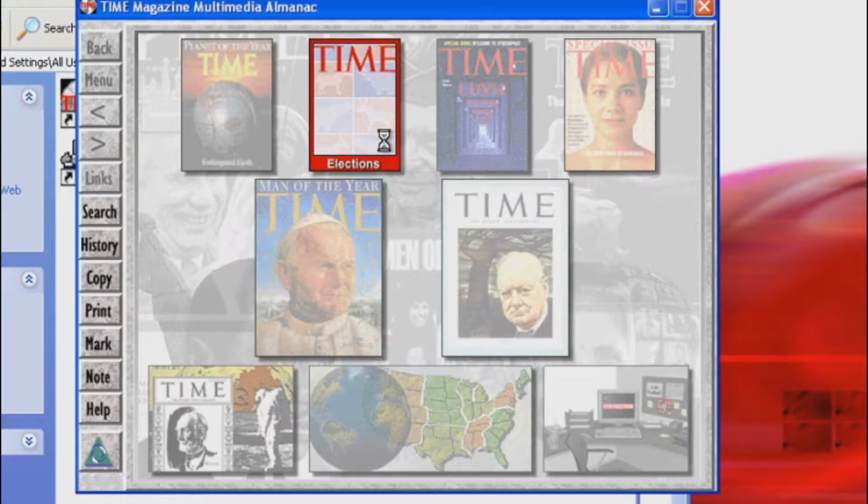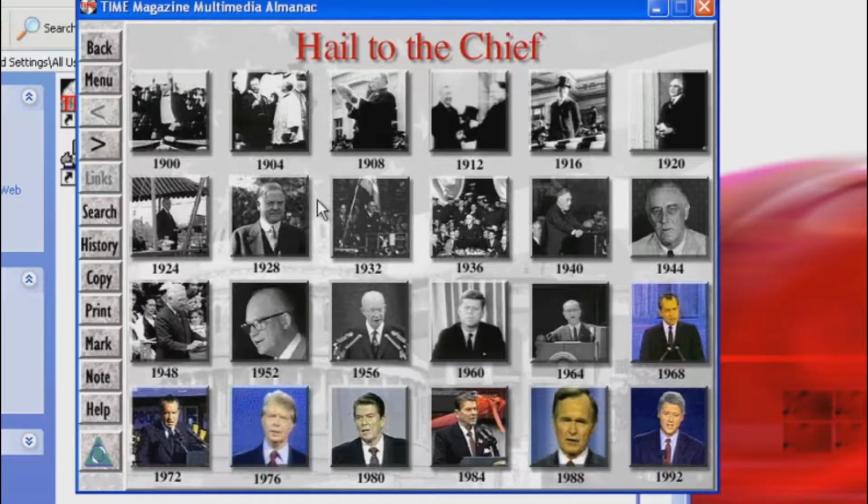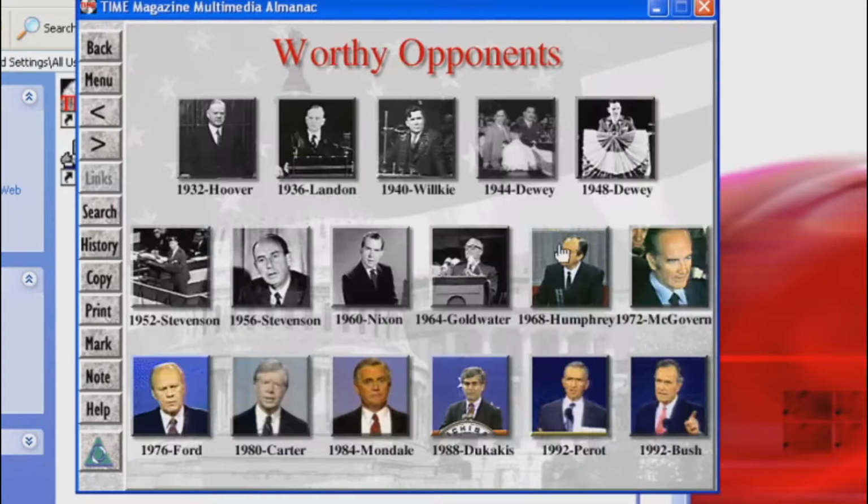The next thing I clicked on was the elections thing, which is sort of my little interest. These are all the presidents that have been elected up until 1992, because of course this little multimedia almanac was released in 1995, so the 1996 election hadn't even happened yet. Although it is mentioned in a few areas. Here's all the presidents that have been elected the past century, and the opponents. I bet none of you knew who they are now. I think I do see Perot down there, though.